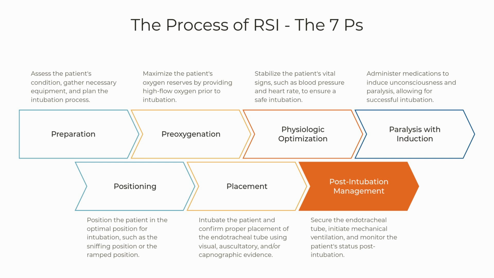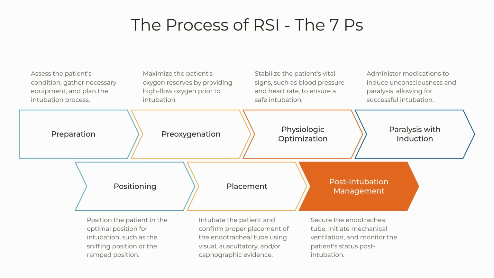The process of RSI, the 7 Ps. The RSI process follows the 7 Ps mnemonic, guiding us through each critical step for a safe and effective intubation. Let's break it down. We start with preparation, assessing the patient for potential challenges, gathering all necessary equipment, and planning with the team. This ensures we're ready for any scenario.